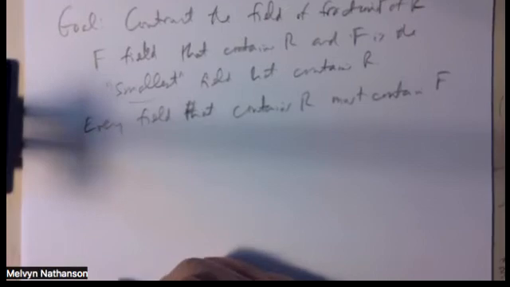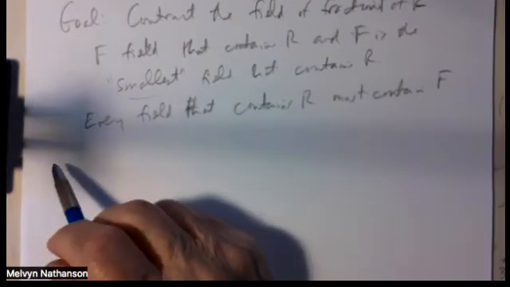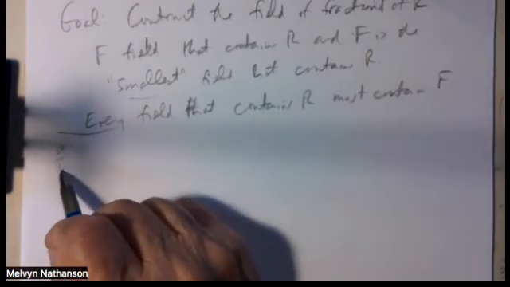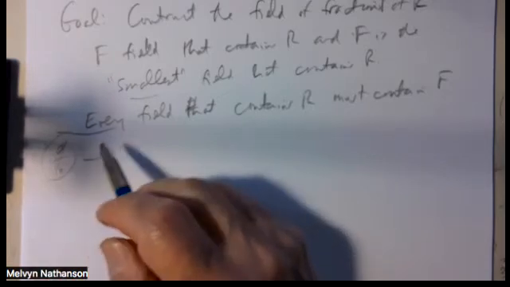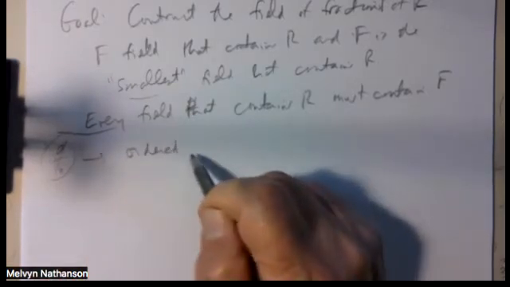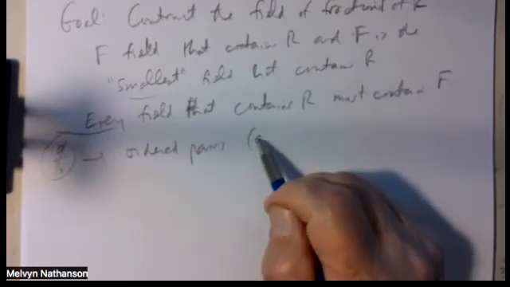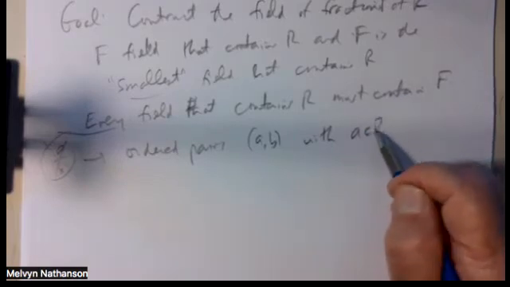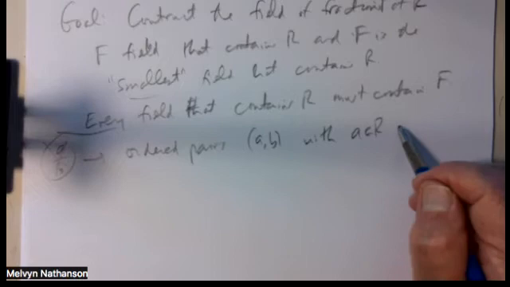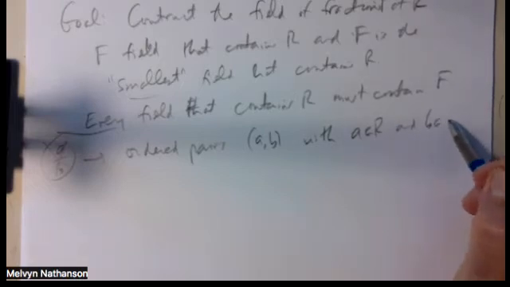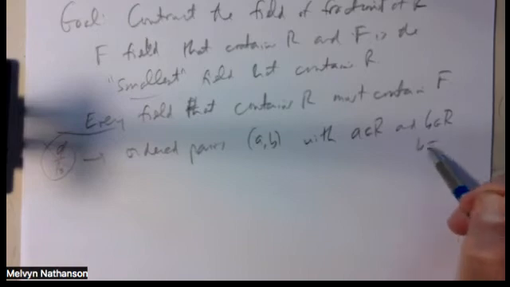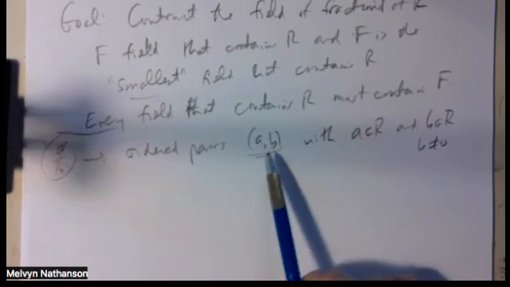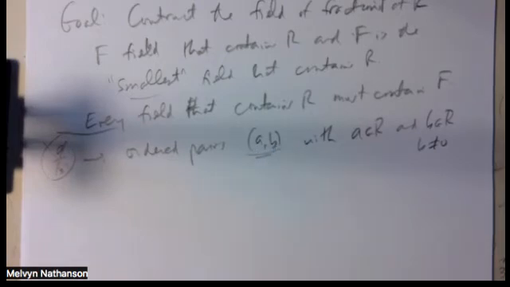Okay, so this is going to be a construction. So for now, instead of writing A over B, I'm going to look at ordered pairs, A comma B, with A in the ring and B in the ring, but not 0. So I'm going to look at all ordered pairs, A comma B, where B is different from 0.